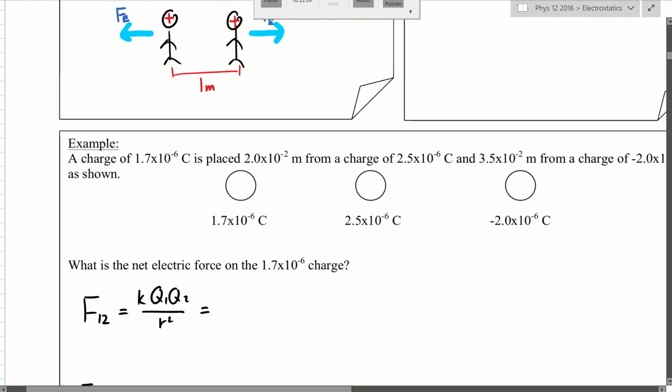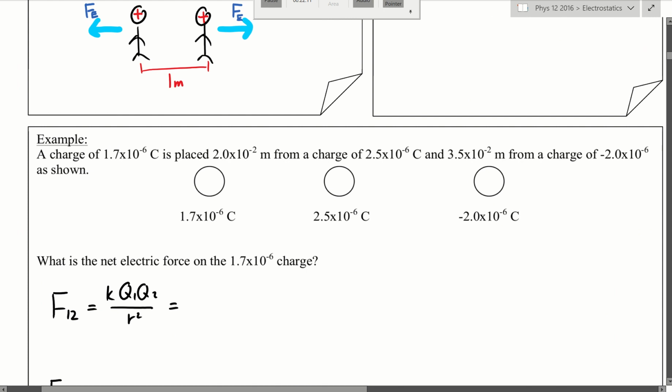So now we have three charges, multiple charges. A charge of 1.7 times 10 to the -6, so 1.7 microcoulomb, right, which is this one right here, is placed 2 times 10 to the -2 meters from a charge that is 2.5 times 10 to the -6. Now, first of all, what on earth? This is just 0.02, right? Okay, and what is that distance? It's the distance between this one and this one, right?